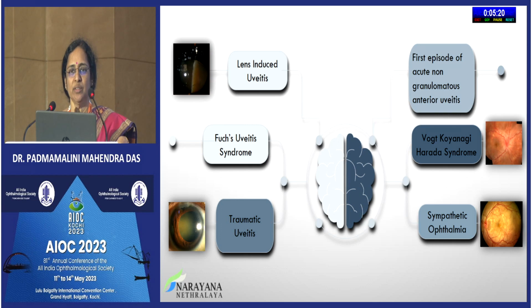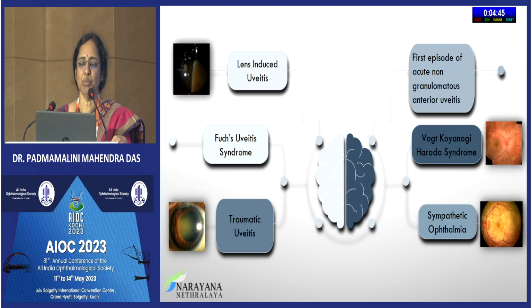To summarize, whenever we see a case of lens-induced uveitis, Fuchs, or traumatic uveitis, the literature says that for the first episode of acute non-granulomatous anterior uveitis we don't investigate, but I like to do a thorough systemic evaluation. If I find any history of low backache or other systemic findings, I like to investigate even in the first episode. We need to tailor-make the investigations based upon the clinical presentation. VKH and sympathetic ophthalmia are the entities where we don't order laboratory investigations to make the diagnosis.